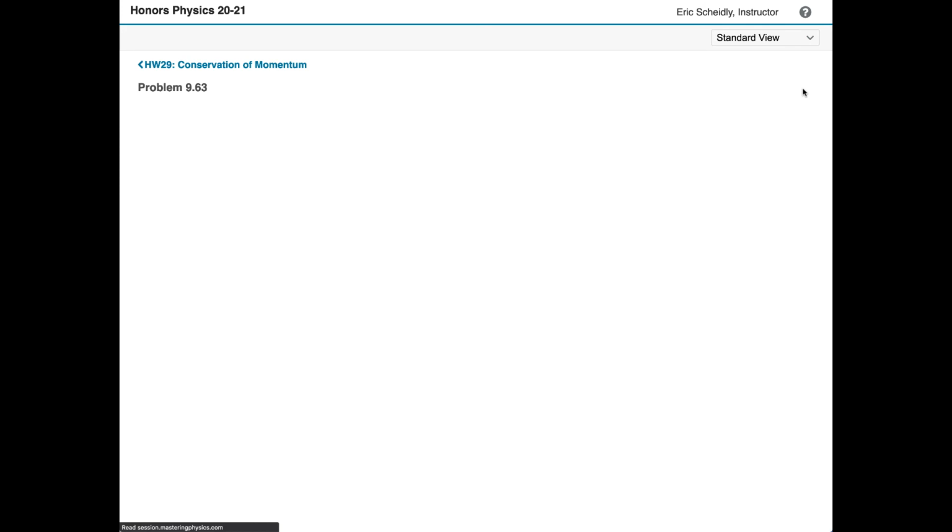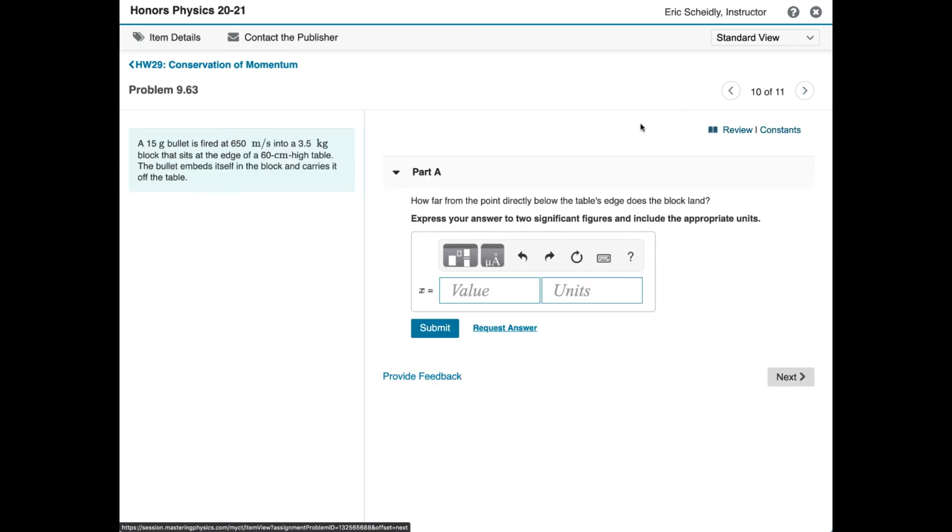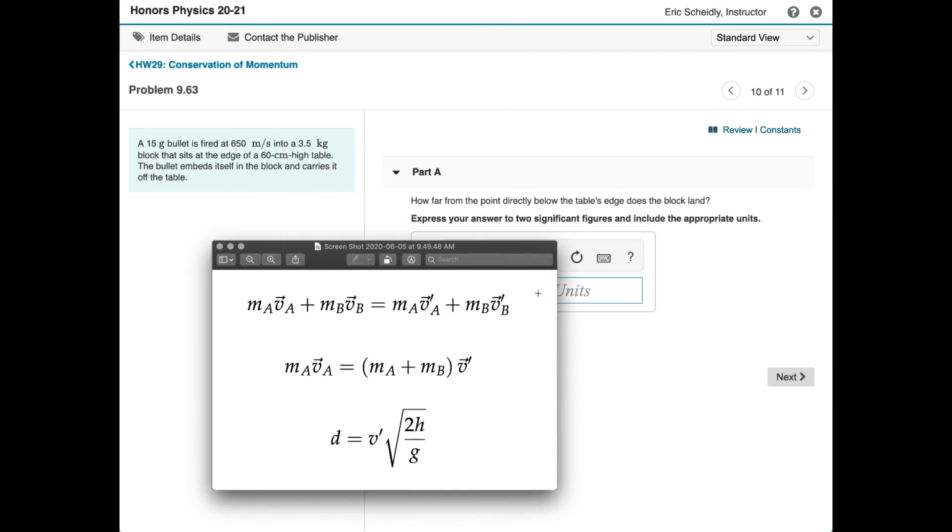Coming to the end now. Number 10. Bullet again fired into a block, but it goes through the block. No, it doesn't go through the block. Oh no, it sticks. It embeds itself in the block. It sticks in the block, and then it goes flying off the end of the table. It's projectile motion brought back from early in the course. It's a collision where the two objects stick together.